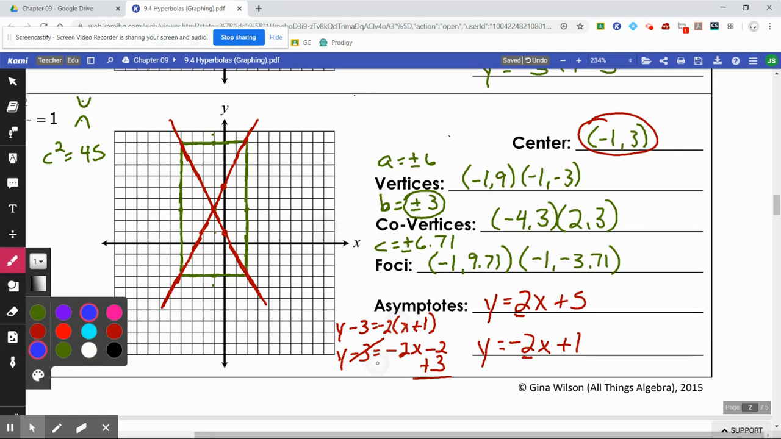And then the actual hyperbola itself is going to look something like this. There's the top part. And there is the bottom part.